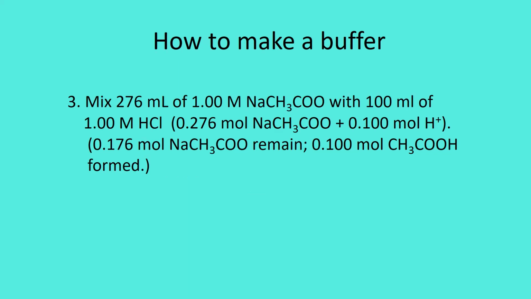And the ratio again is 1.76 to 1. And as mentioned before, a third way to make such a mixture would be to start with the weak base. So for example, we could mix 276 milliliters of 1 molar sodium acetate with 100 milliliters of 1 molar HCl, strong acid. In this case, we'll be mixing 0.276 moles of sodium acetate with 0.1 moles of H+, ending up with 0.176 moles of sodium acetate remaining, and we've formed 0.1 mole of acetic acid, again ending up with a 1.76 to 1 ratio.